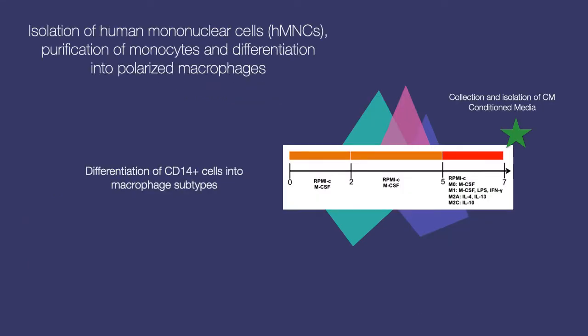Similarly, they needed to isolate human mononuclear cells and then polarize them into the macrophage subgroups. This was done as seen in the profile shown to the right. And again, just highlighting that at day 7, this is where they collected and isolated the CM conditioned media that they will use for the rest of their experiments.